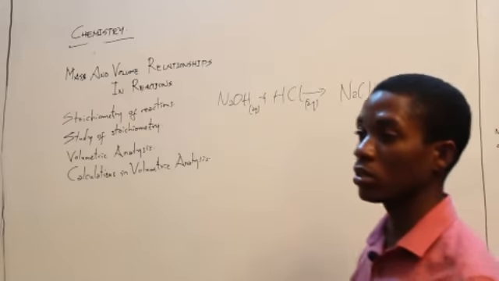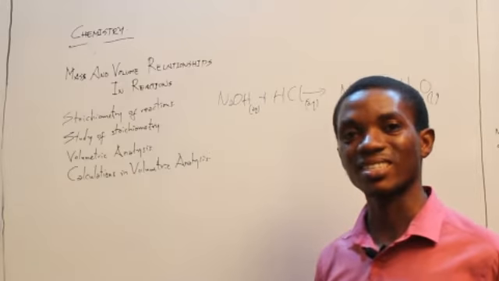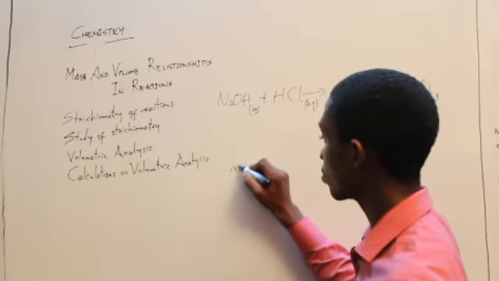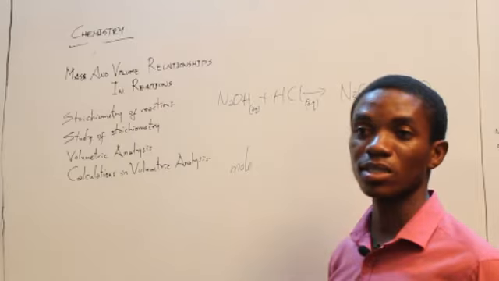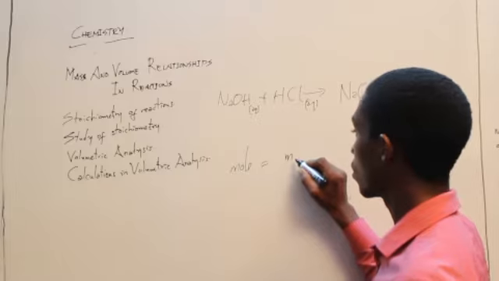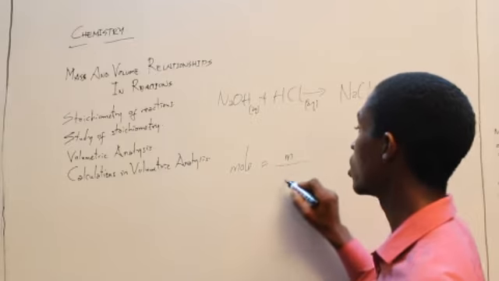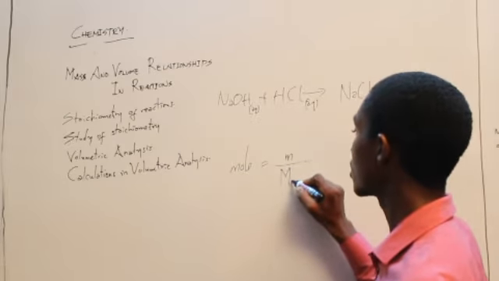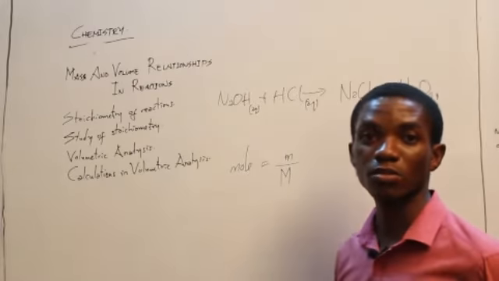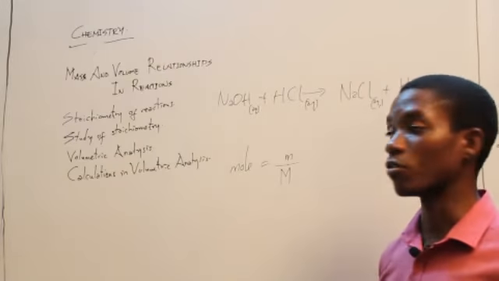When we talk about mole in this particular expression, how do we relate mole to the mass? The mole of a substance can be calculated as the mass of the substance in the reaction divided by the molar mass of the substance. The mass of the substance involved in the reaction divided by the molar mass of the substance.